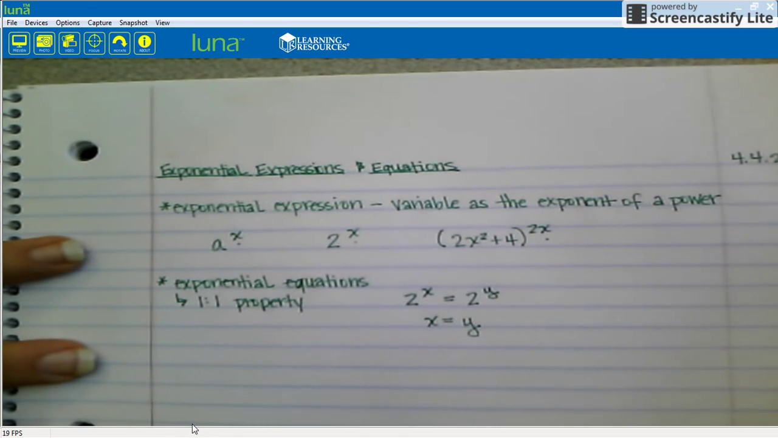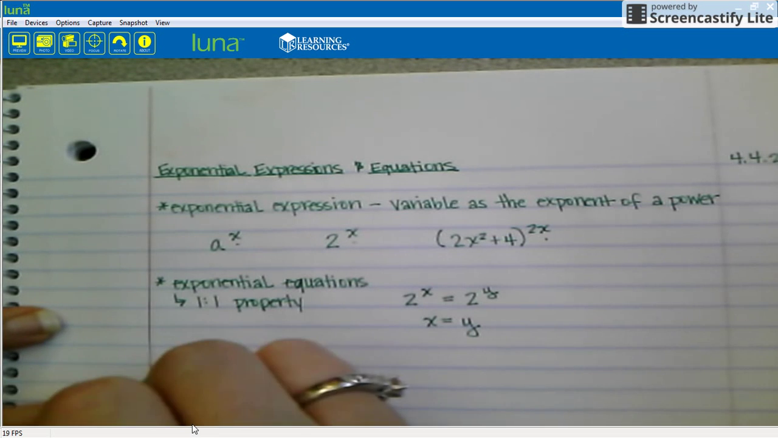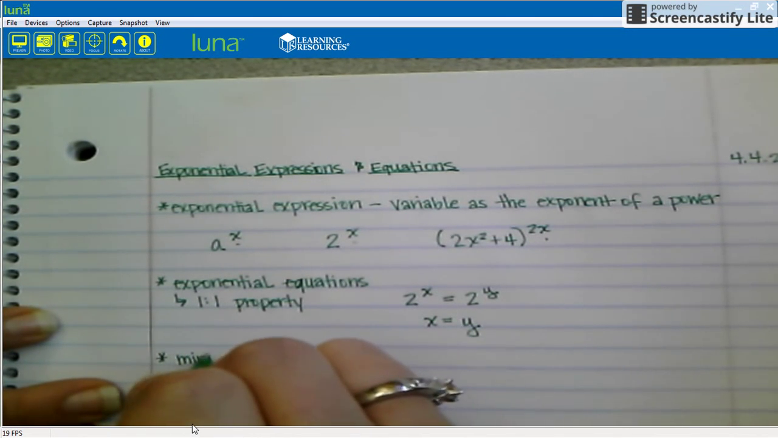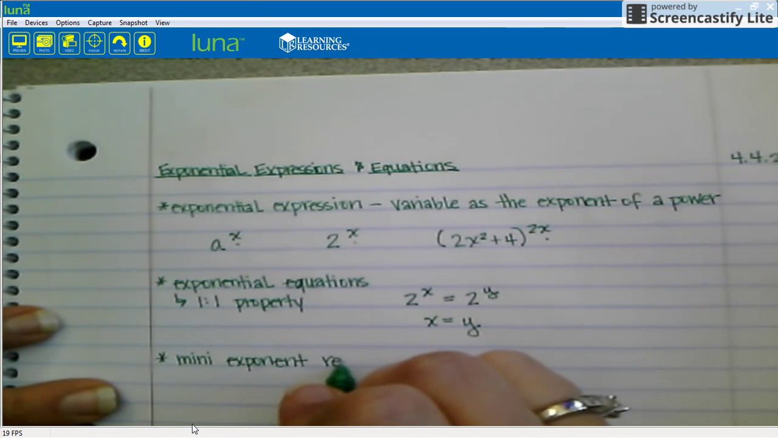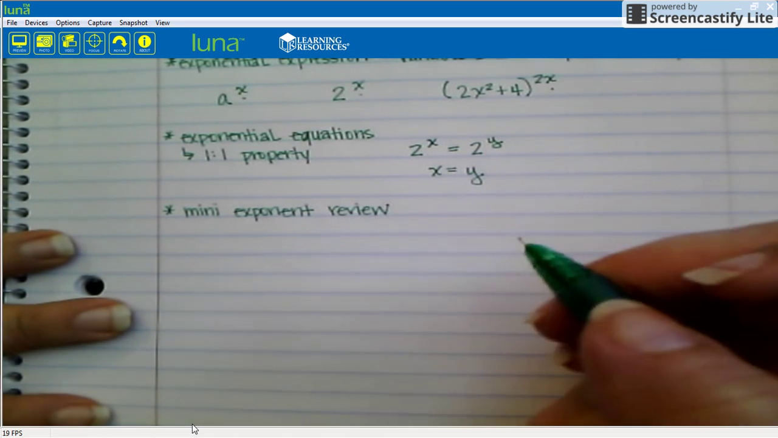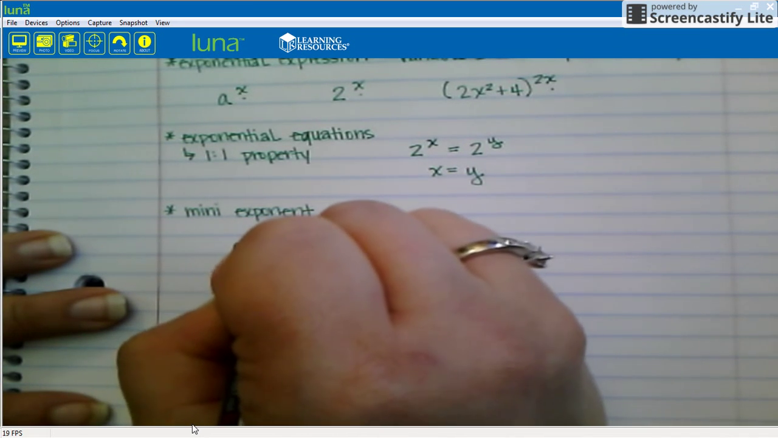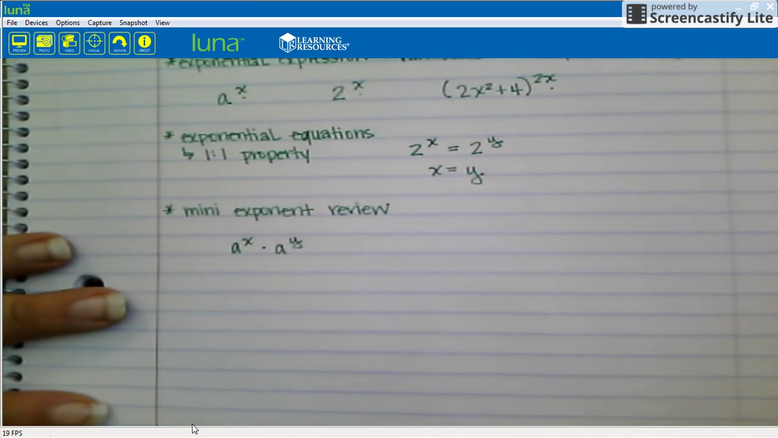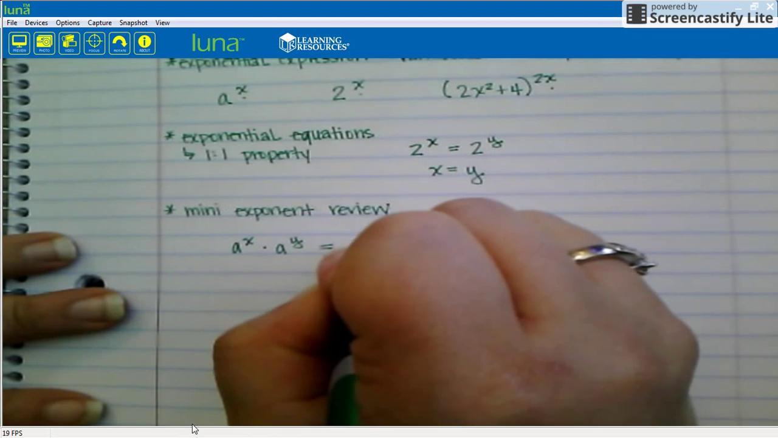And so when you're working through exponential equations, you have to always keep in mind the laws of exponents that pertain to it. So just as a mini review, when you multiply two powers together, so I'm going to have a to the power of x times a to the power of y, when you multiply two powers together with the same base, you're going to add your exponents together.